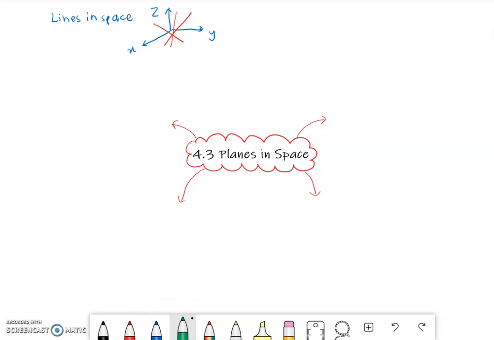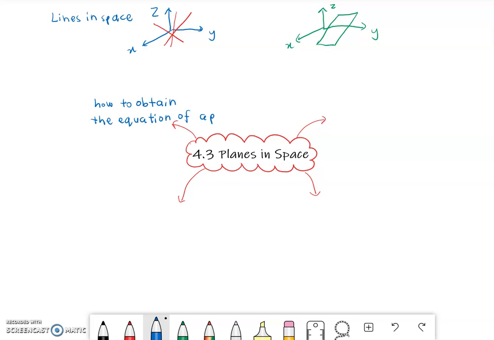But today we are going to learn about planes in space. So a plane is a flat surface or a two-dimensional surface in a space of x, y and z. So in planes in space we will cover how to obtain the equation of a plane. So we want to find out what is the equation of this plane.